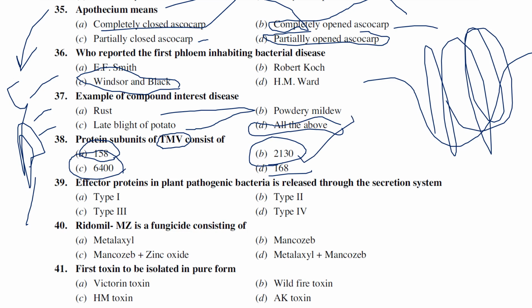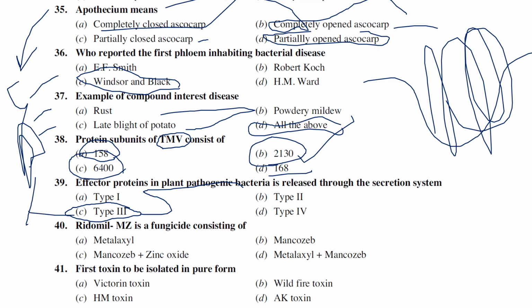Effector protein in plant pathogenic bacteria is released through the secretion system. So which secretion system is involved in the release of these effector proteins? Generally the type 3 secretion system plays a very important role in pathogenicity and the release of effector proteins in plant pathogenic bacteria. We know very well around 7 kinds of secretion systems are there: type 1, type 2, type 3, type 4. Type 1 is in the majority of plant pathogenic bacteria, type 4 is Agrobacterium, type 3 is like Xanthomonas, some kind of bacteria we can observe, right? So these effector proteins are generally produced by the type 3 secretion system.